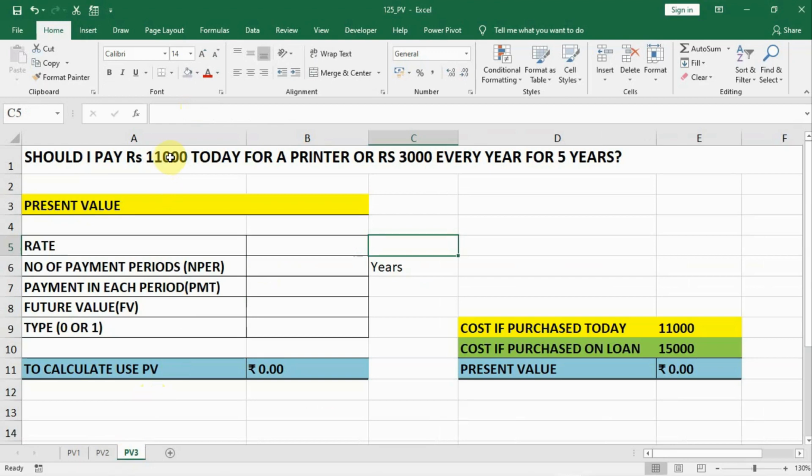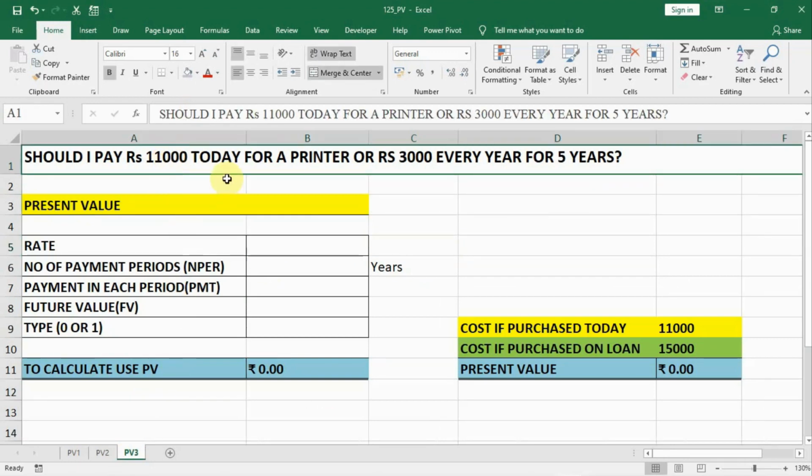It says that I go to the market to buy a printer. So the salesman gives me two options. Either I can buy a printer by paying 3,000 every year for 5 years, or I can pay 11,000 rupees right now and buy the printer right now. So I have to decide which is better, whether I pay 11,000 right now or whether I pay 3,000 every year for 5 years. Let us calculate the present value of these 3,000, that is 15,000 rupees I am going to pay in 5 years. I'll calculate the present value of this and then compare the results.